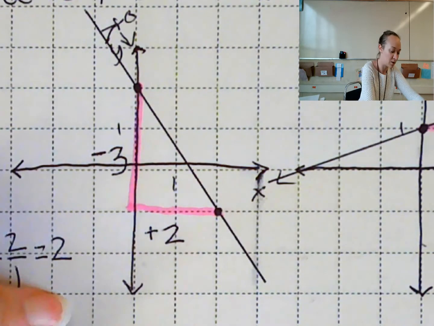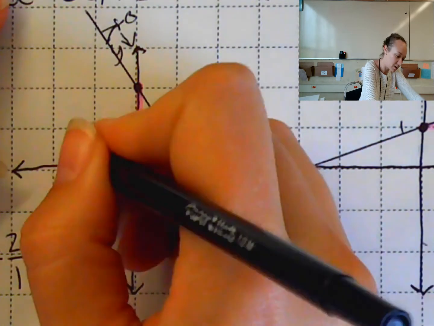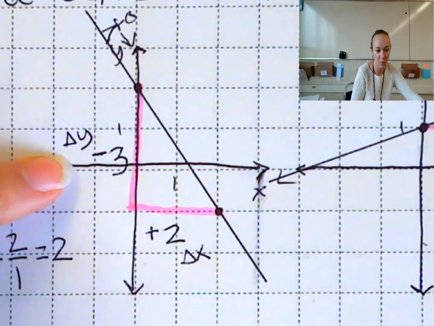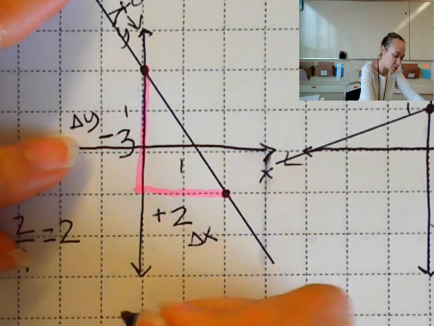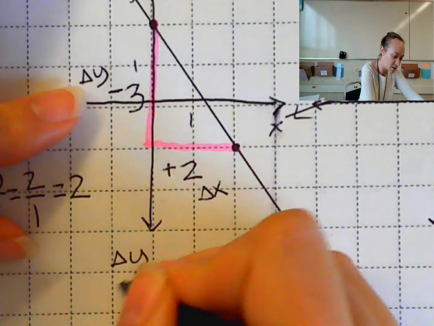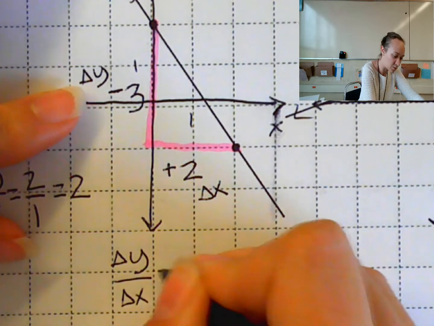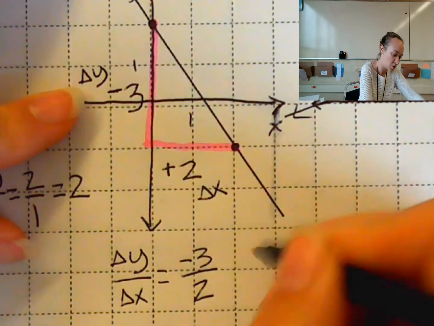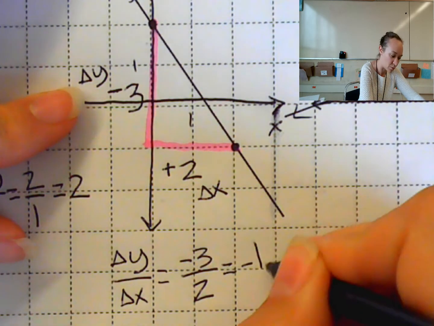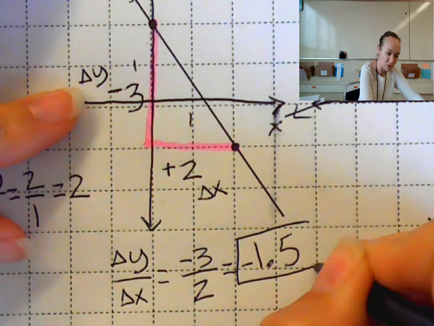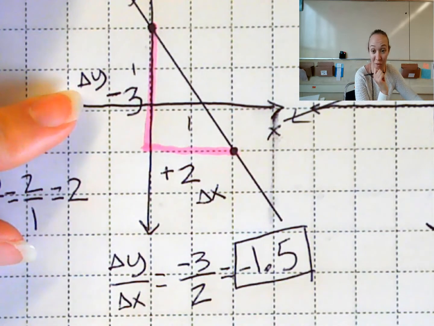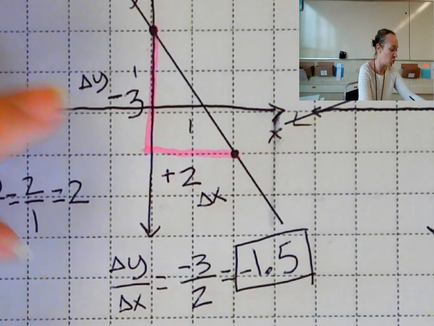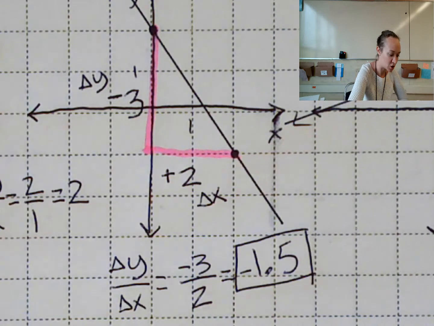So the slope for this one, my delta y was -3, my delta x was 2. So I do delta y divided by delta x, which is -3 over 2, which is -1.5. So my slope here, or my m value for the equation, is -1.5. And if we look on the graph, that should actually look to be just about right.